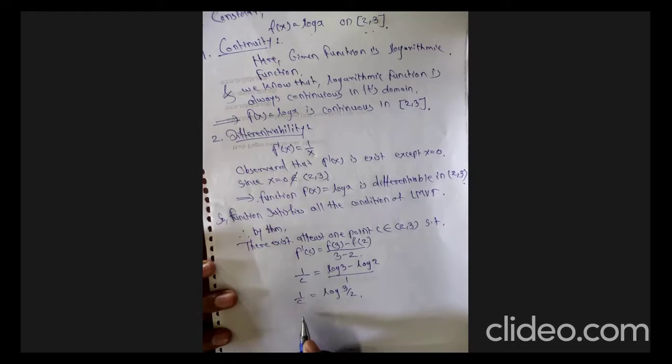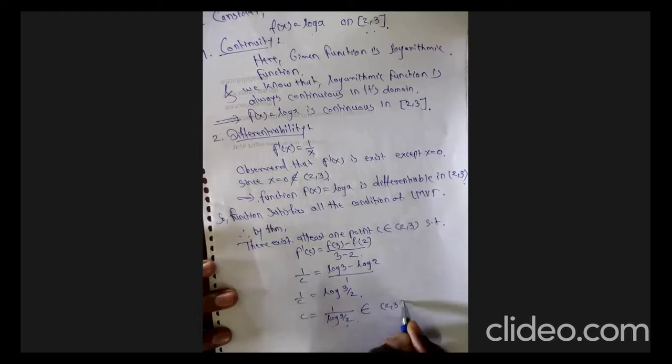So C is equal to 1 upon log (3 by 2). And if we find that this value belongs to the interval (2, 3), it implies that Lagrange's mean value theorem gets verified.